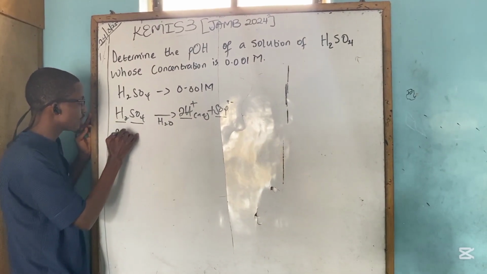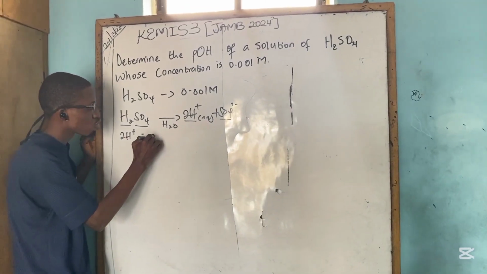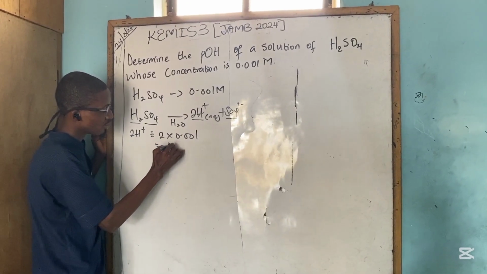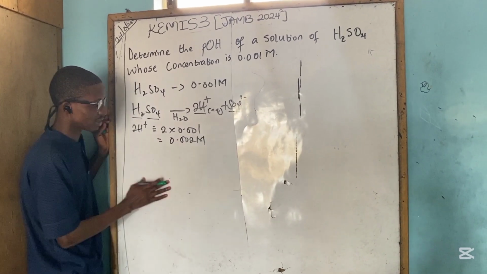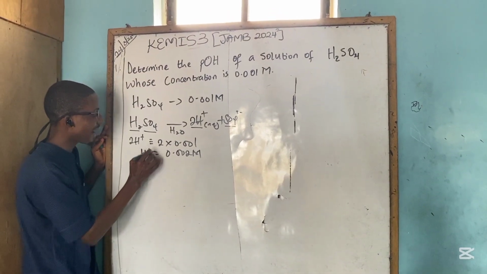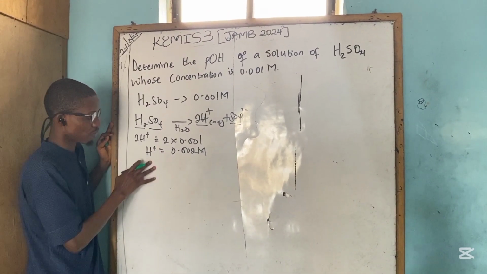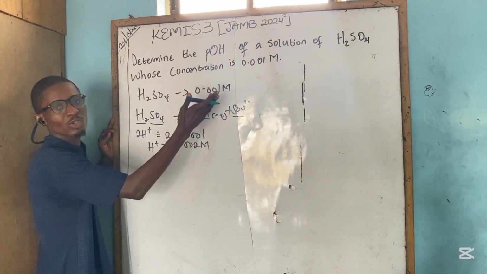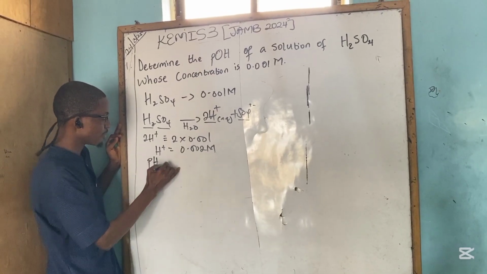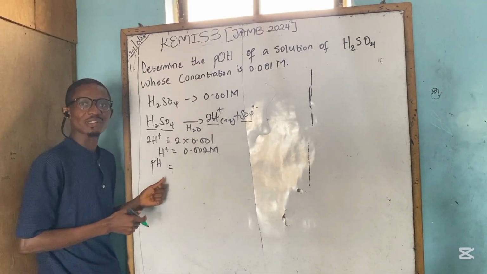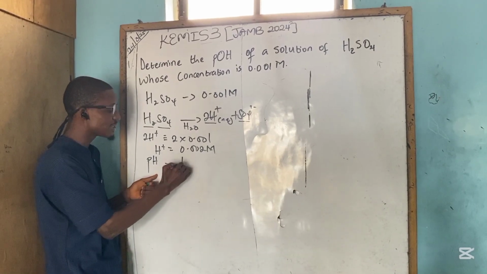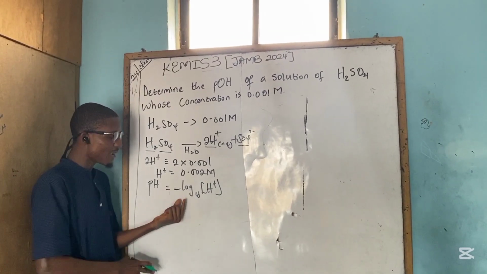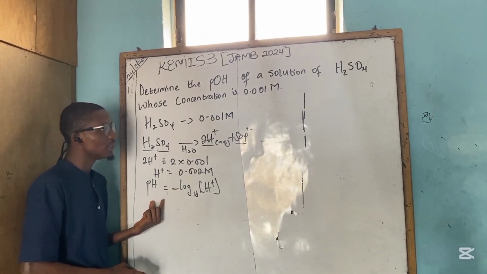So for the 2 moles of hydrogen ion present, it's going to be equivalent to 2 times 0.001. So we have 0.002 molarity. And this is the concentration of hydrogen ion that is present in H2SO4. Now the question asks us to calculate the pOH of H2SO4. Since H2SO4 is an acid, we can only calculate the pH. Now, according to Sorensen, what is pH? pH is the negative logarithm to base 10 of hydrogen ion concentration. So we are using this particular formula to calculate the pH of H2SO4.